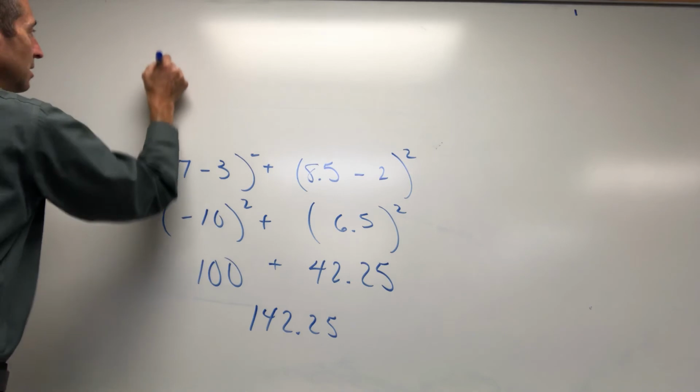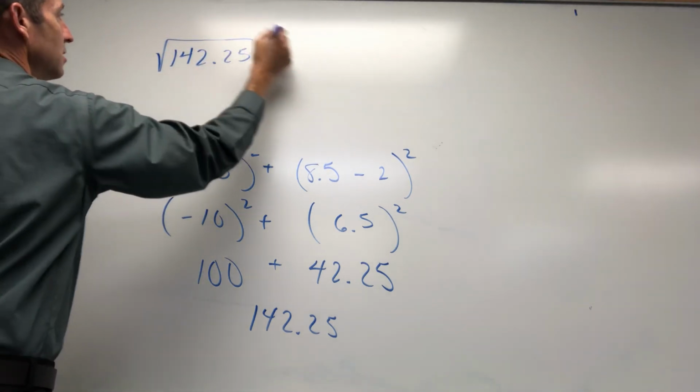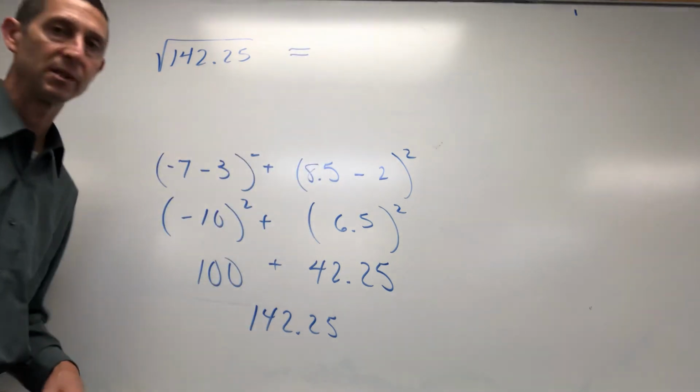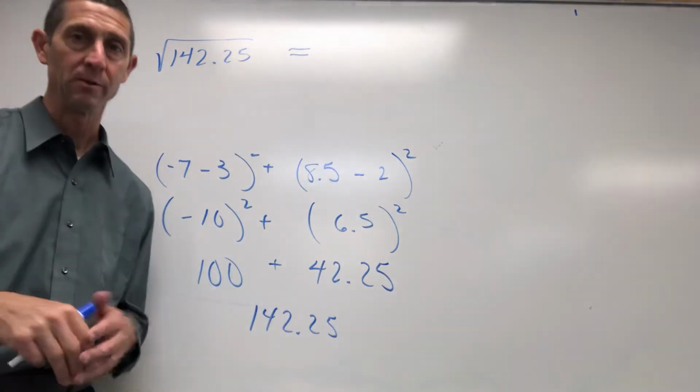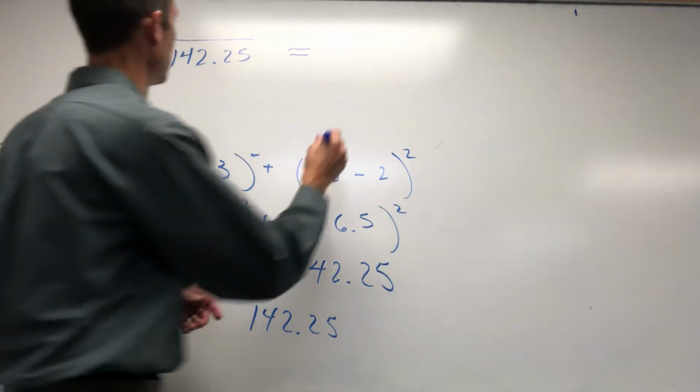So we take the square root of 142.25. See what this turns out to be. It's going to give you some long decimal. Let's chop that off a couple decimal places. I got 11.93.